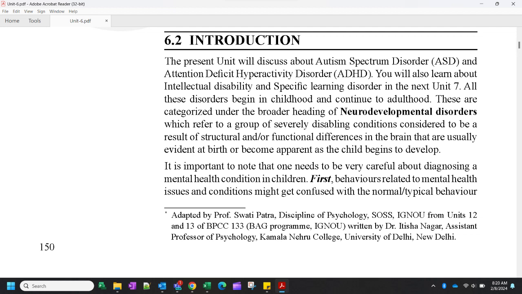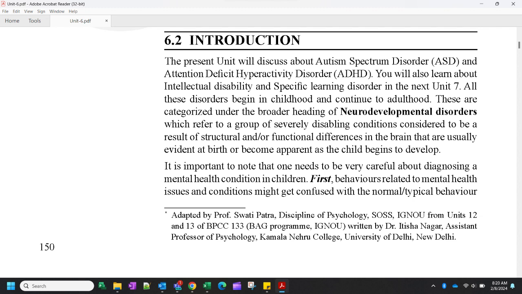Unit 6, Autism Spectrum Disorder and Attention Deficit Hyperactivity Disorder. 6.2 Introduction. The present unit will discuss Autism Spectrum Disorder, ASD, and Attention Deficit Hyperactivity Disorder, ADHD. You will also learn about intellectual disability and specific learning disorder in the next Unit 7.